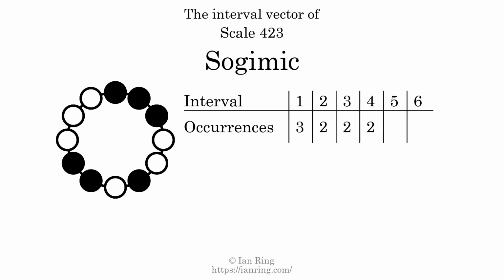There are 2 intervals with the size of 4 semitones. They are here, and here. There are 4 intervals with the size of 5 semitones. They are here, here, here, and here. There are 2 intervals with the size of 6 semitones. They are here, and here. Each interval does not appear in this scale a unique number of times, so this is not a deep scale.